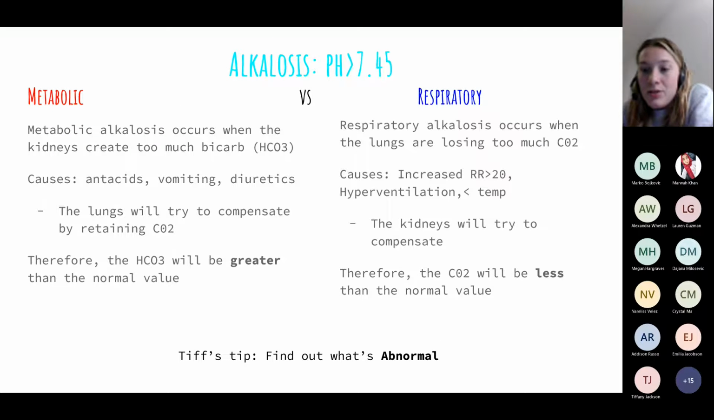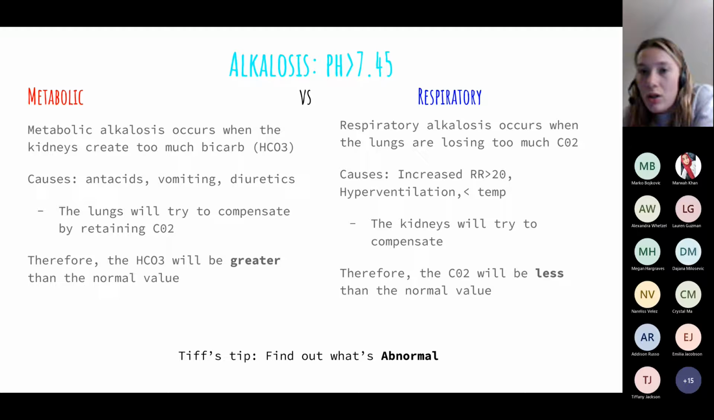Okay, so when we talk about alkalosis, this is when we're going to have that pH greater than 7.45. So let's say my patient's pH is 7.8. That's going to be pretty alkalotic. Metabolic alkalosis occurs when the kidneys create way too much bicarb. So therefore, I'm going to have an increase in bicarb, and my lungs will try to compensate.